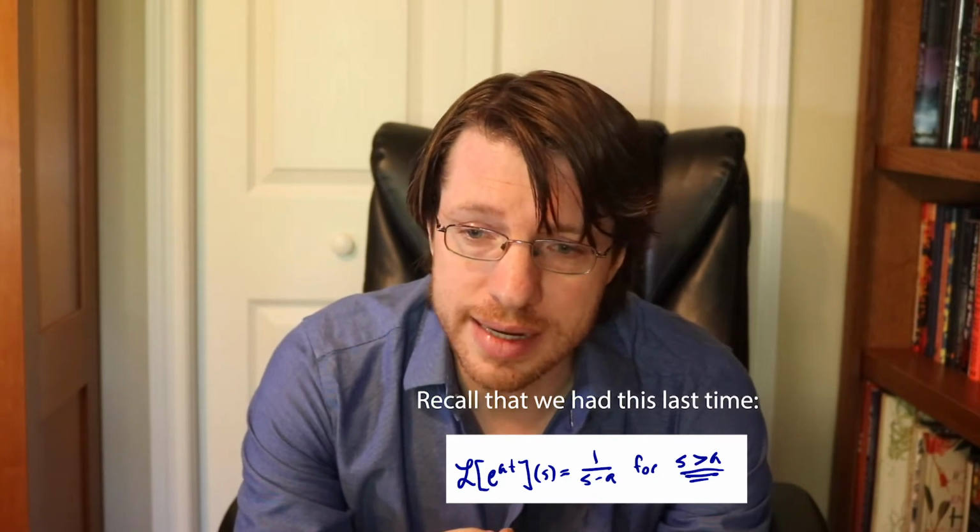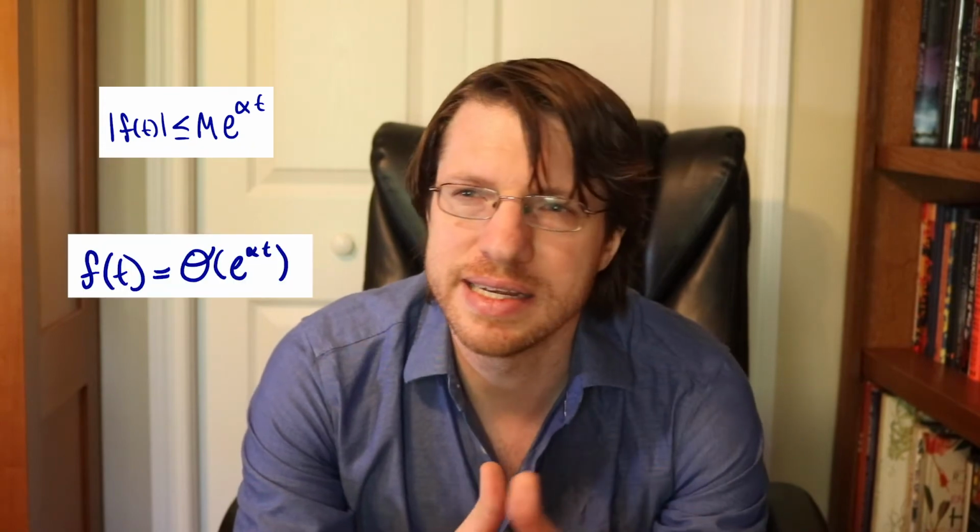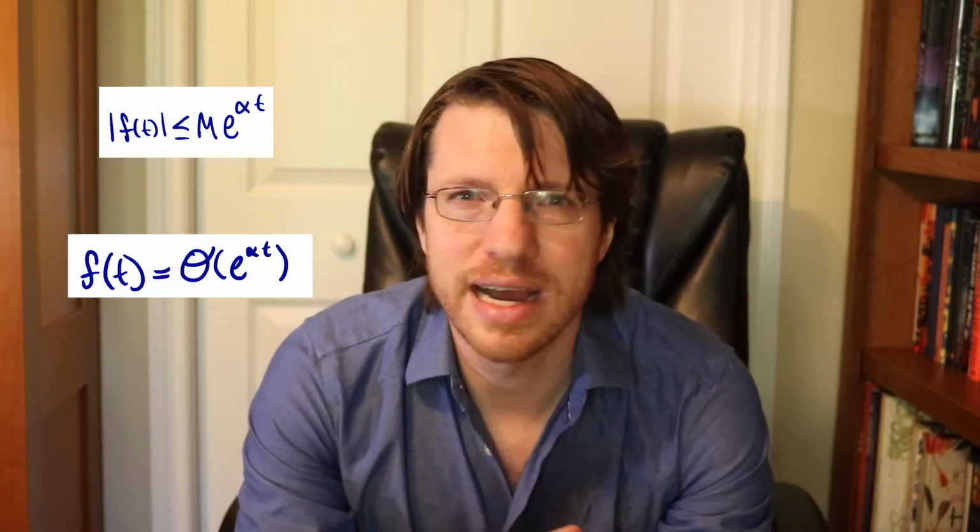Just like what we saw with e to the at, where the Laplace transform is well defined whenever s is bigger than a, for a function that is of exponential type with type alpha, we know that the Laplace transform is going to be well defined whenever s is bigger than alpha. This ends up being kind of important. Talking about the inequality you have there, the absolute value of f of t is less than or equal to e to the alpha t, another way we would write that is to say that f of t is big O of e to the alpha t.